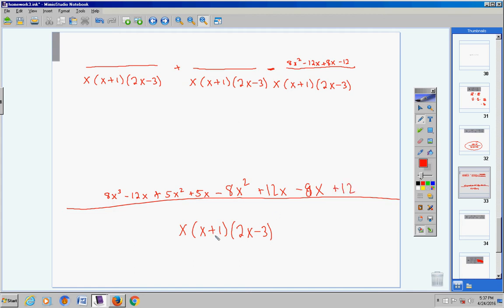Now let's combine like terms. I have an 8x cubed. X squares, I've got a positive 5 and a negative 8. That's a negative 3x squared. I've got a negative 12x and a positive 12x. They cancel. Positive 5 and a negative 8. That's a negative 3x. And then a positive 12.